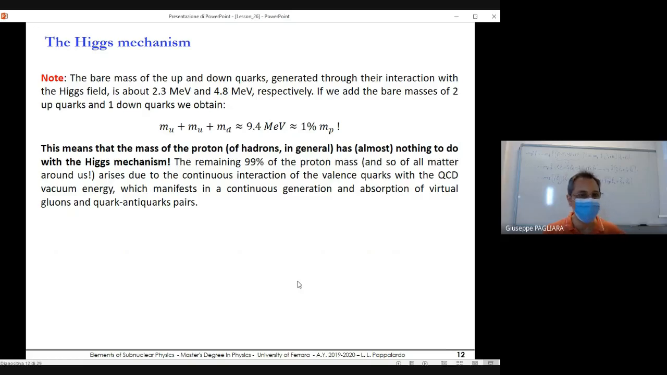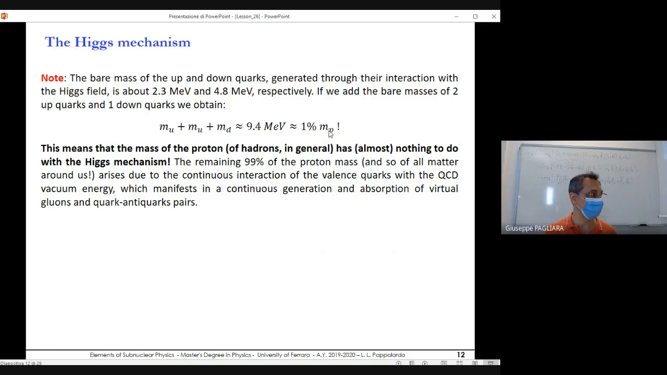One additional comment here. What about the mass of the proton? The proton is an up-up-down object, in the simplest scenario. So the mass that the up quark and the down quark receive by interacting with the Higgs field is very small. This is the bare mass of the up quark, which is just 2.3 MeV, and 3.8 MeV for the down quark. This is the mass that they indeed acquire by interacting with the Higgs field. So in the proton, we have 2 up quarks and 1 down quark. Let's just add up the masses, and we obtain something like 9.4 MeV, which is only 1% of the mass of the proton.